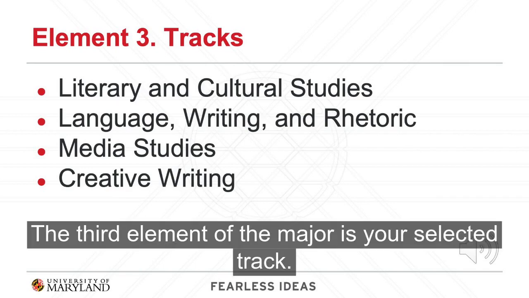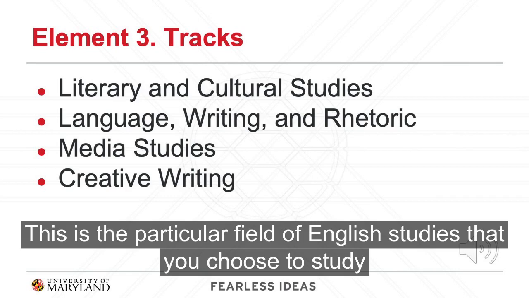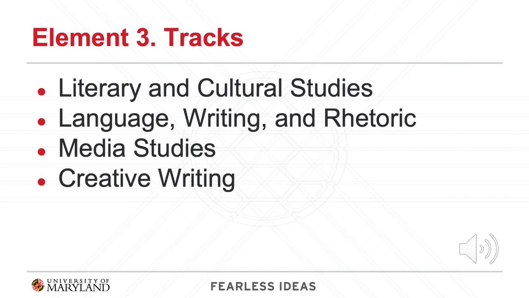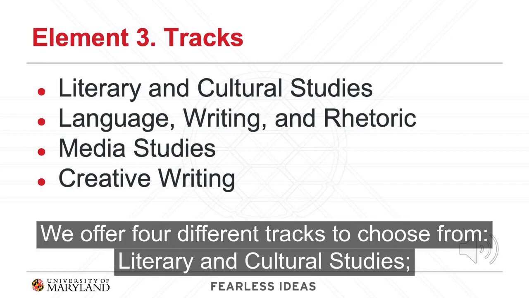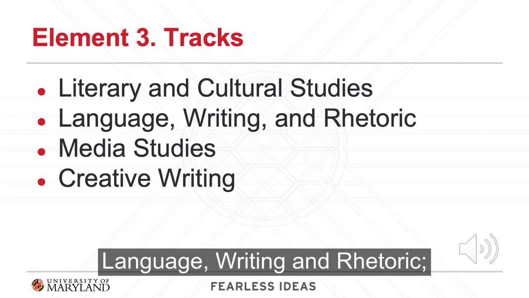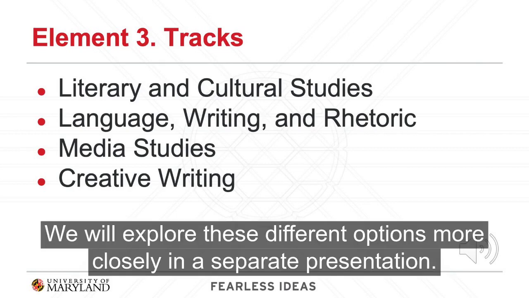The third element of the major is your selected track. This is the particular field of English studies that you choose to study in depth by taking a series of 4 courses in the subject. We offer 4 different tracks to choose from: Literary and Cultural Studies, Language, Writing, and Rhetoric, Media Studies, and Creative Writing. We will explore these different options more closely in a separate presentation.